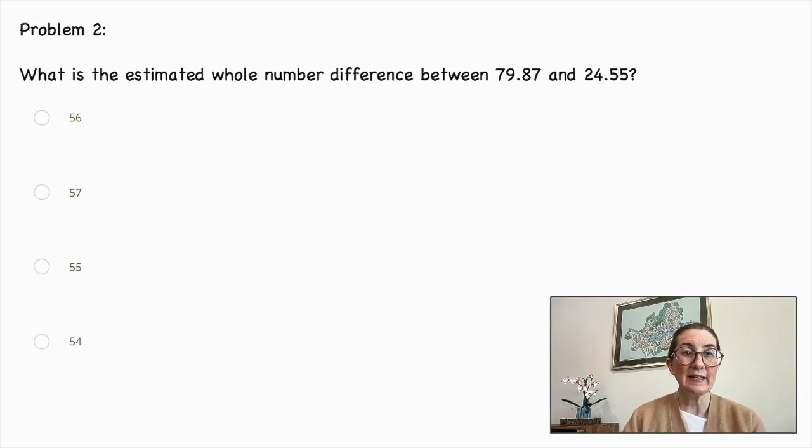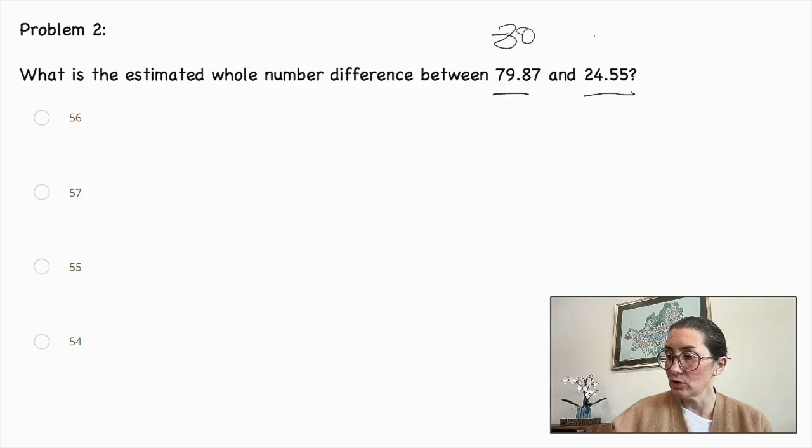Problem number 2. What is the estimated whole number difference between 79.87 and 24.55? Simply eyeballing it, we can get the numbers 80 and 25. If you want to be more accurate about it, if you're worried, we can look at the ones in this case and ask ourselves, is it 5 or greater? And it is. So this number becomes 8. And that's how that's done.